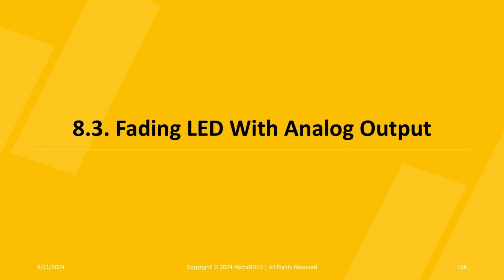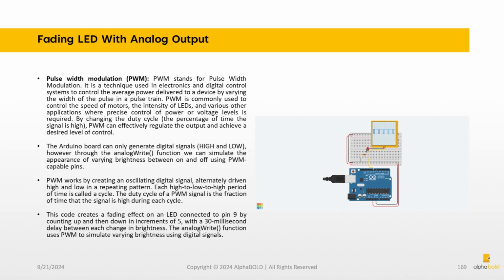Fading LED with analog output. Pulse width modulation, PWM. PWM stands for pulse width modulation. It is a technique used in electronics and digital control systems to control the average power delivered to a device by varying the width of the pulse in a pulse train. PWM is commonly used to control the speed of motors, the intensity of LEDs, and various other applications where precise control of power or voltage levels is required. By changing the duty cycle, the percentage of time the signal is high, PWM can effectively regulate the output and achieve a desired level of control.